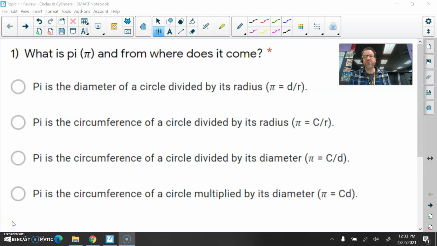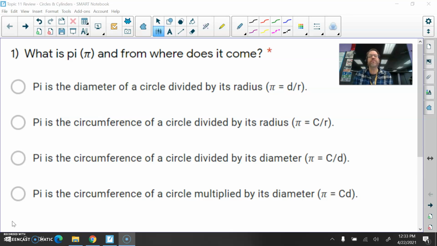And today we are reviewing topic 11 on circles and cylinders. Tomorrow you will have a quiz. And so I have some videos that I've made here that you can refer to when working on this review in case you get stuck or can't remember how to do any of these problems. So let's take a look here at number 1.